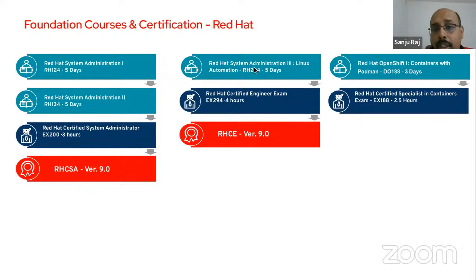We also have Red Hat System Administration Part 3, the Linux Automation course, which is again done in a full-day class format over 5 days. The exam for automation is called the Red Hat Certified Engineer exam, or RHCE, which is around a 4-hour exam. It also uses the Red Hat Enterprise Linux operating system version 9.